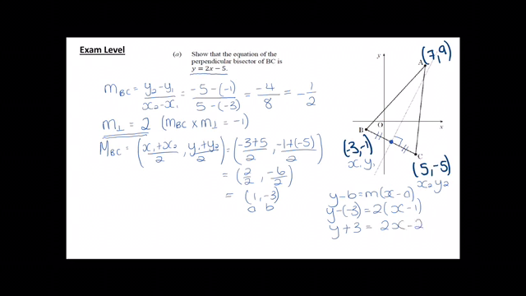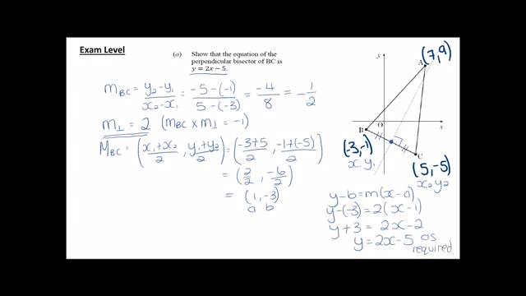The question asks us to write it in the form y equals mx plus c. We have to do that to show that it is what they're asking us to show. So I'm taking away 3 from both sides, and I end up with y equals 2x minus 5. And because that's what they wanted, I'm going to write "as required" at the side.